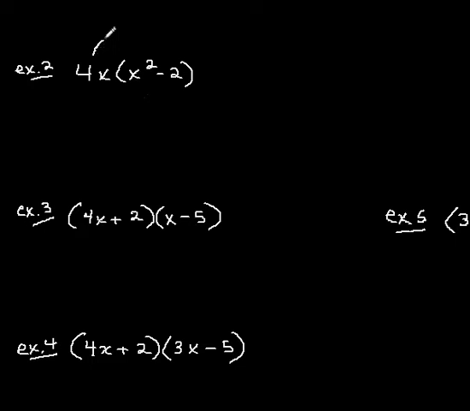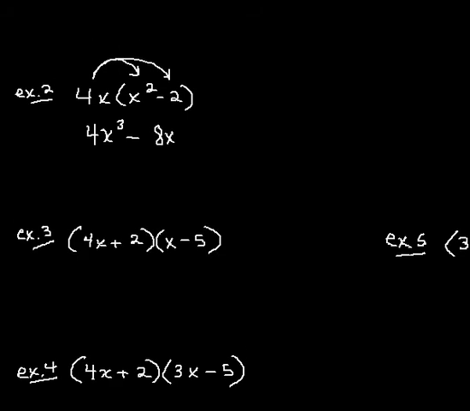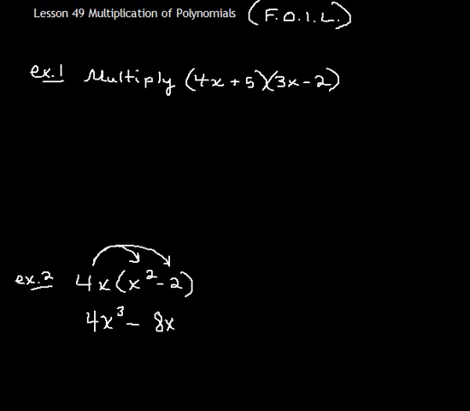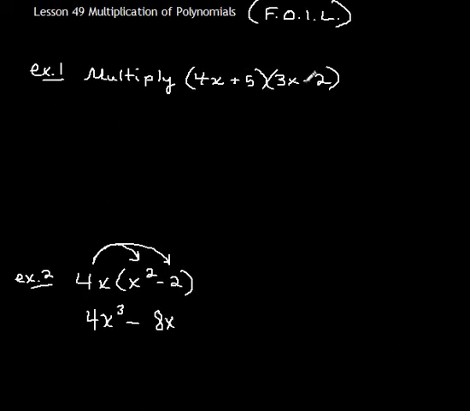What we would do is take this term times this term and this term times this term. So we would multiply, we would get 4. The bases are the same, so we add our exponents. Minus 4x times minus 2 would be minus 8x. So that's how we would do it when you have a monomial times a binomial. The problem comes when you have a binomial times a binomial.